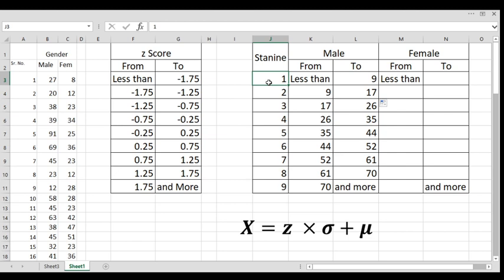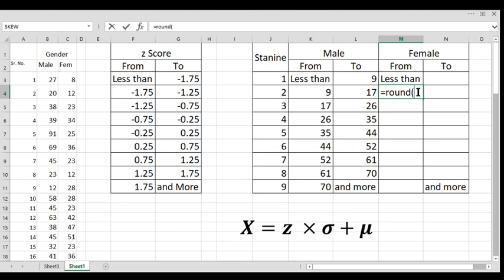Now we will find the stanines for female, and for that also we will use this formula. First we will find the starting point of second stanine for female. For that we make the cell M4 active, and there we write equal, then we write round because we want the result in whole number. Then in the bracket we write the original formula, that is z into sigma plus mu.